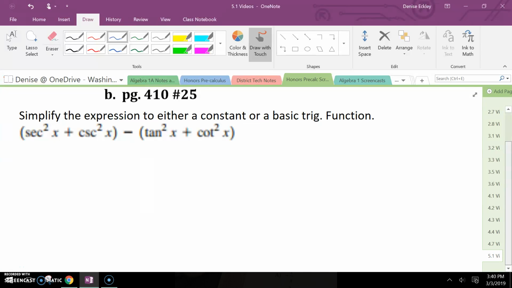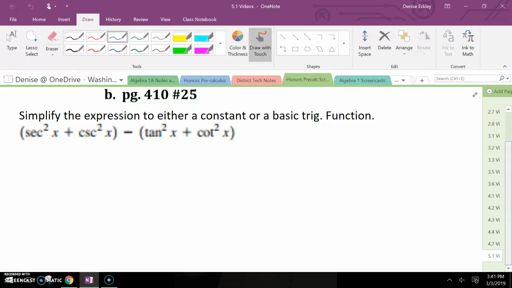Number 25, page 410. Simplify the expression to either a constant or a basic trig function. So the expression we're given is secant squared x plus cosecant squared x minus the quantity tangent squared x plus cotangent squared x. So there's different ways you can approach these, and what you find is you learn as you do more of these. There are different tricks you can do.